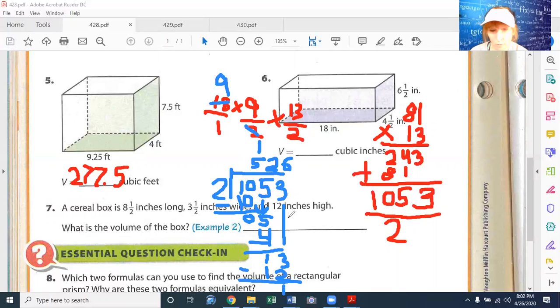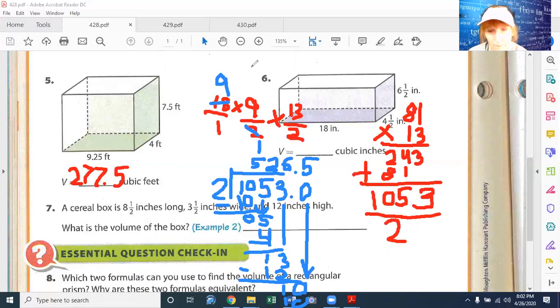Remember what we can do now? Put a decimal here and a 0. Put a decimal here above it. Put a 0 here and bring down another number, right? A 0. So now if I bring down the 0, you can see that 2 goes into 10 5 times. And then 2 times 5 will be 10. And 10 minus 10 will subtract to 0 and we'll have no remainder left. So the answer is 526.5 or 526 and 5/10 cubic inches.